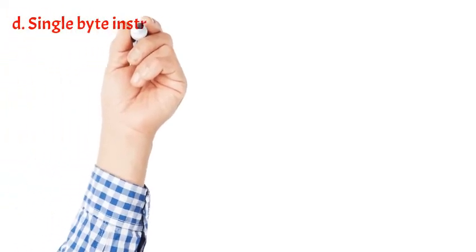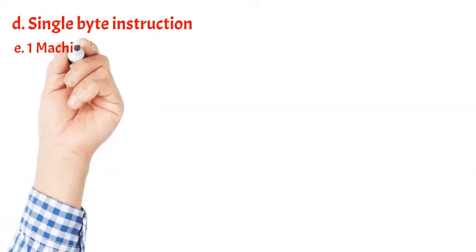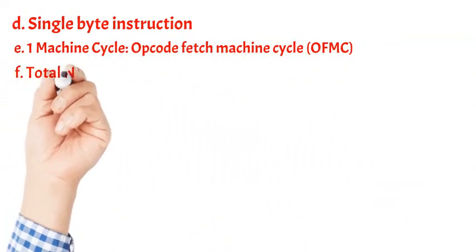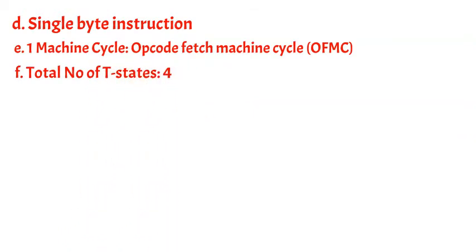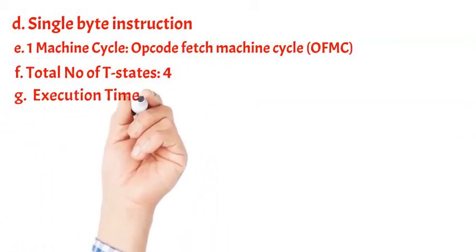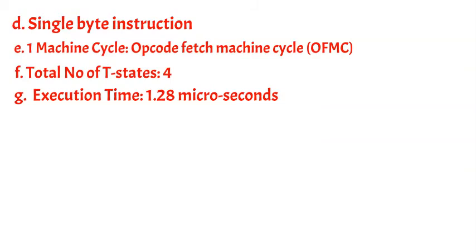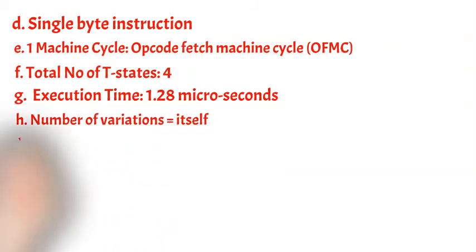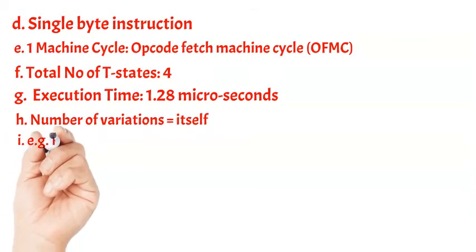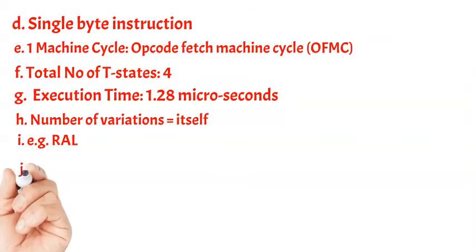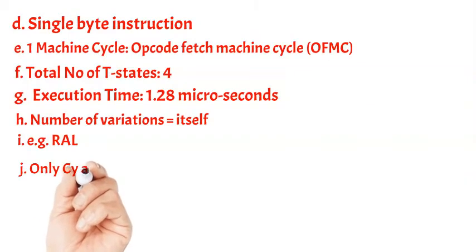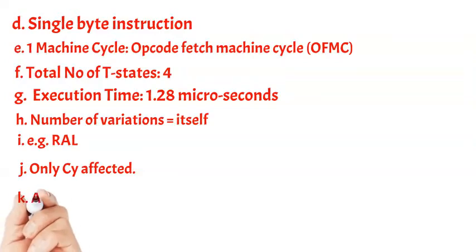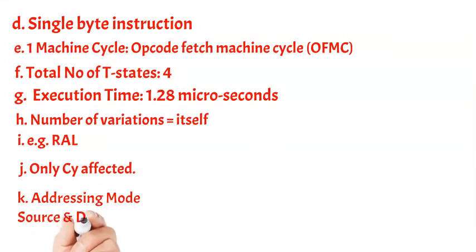The properties are the same. Single byte instruction, one machine cycle, 4 T states, execution time of 1.2 microseconds. The number of variations is one; it exists only as itself, and the examples are here. Only the carry flag will be affected by this instruction. The addressing mode is implied.